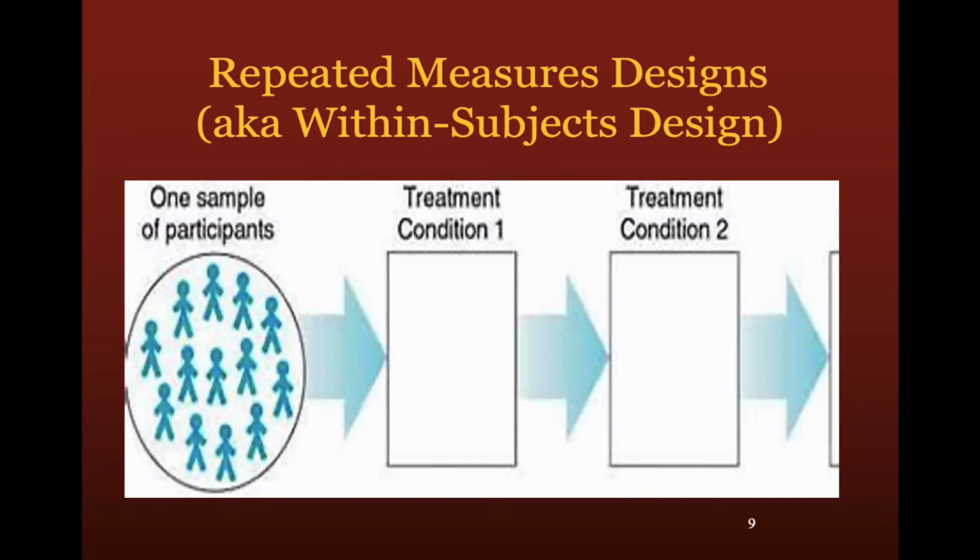So now you have one sample of participants. They get exposed to the essay test, and then they get exposed to the multiple choice test. And then you look at their scores and compare their scores on the essay versus the multiple choice. So the key here is that the same participants are in both conditions, whereas with the independent groups, they're assigned to only one condition. They either take the essay test or the multiple choice test. They don't take both. But for repeated measures, they take both.